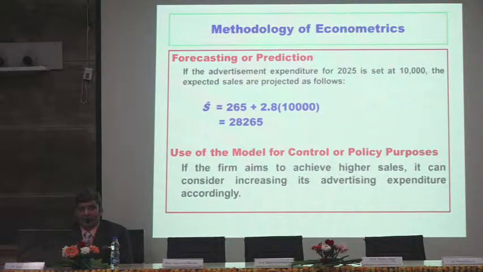That difference is called the error term U. That is our stochastic term. So this is the methodology for econometrics. The final step in this methodology is the use of the model for control or policy purposes.